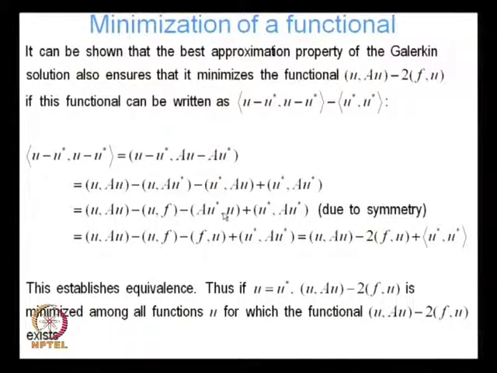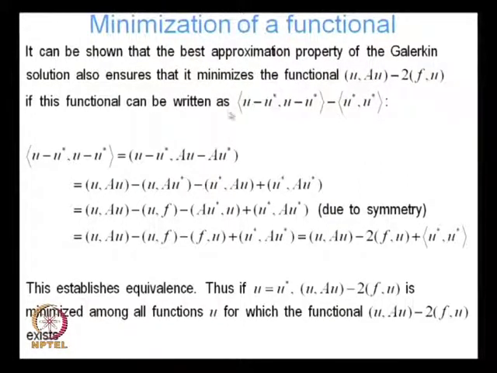So A u star comma u, plus u star comma A u star, right. U star comma A u is equal to A u star comma u, because the operator A is a self adjoint operator. So this I can write as u comma A u minus u comma f, minus A u star, which I can again replace by f, minus f comma u, plus u star comma A u star. So this is equal to u comma A u, and again taking advantage of symmetry, I can write f comma u as u comma f. So minus 2 f comma u plus u star comma A u star, which I can write as the inner product of u star, because that is how I define my inner product, right.